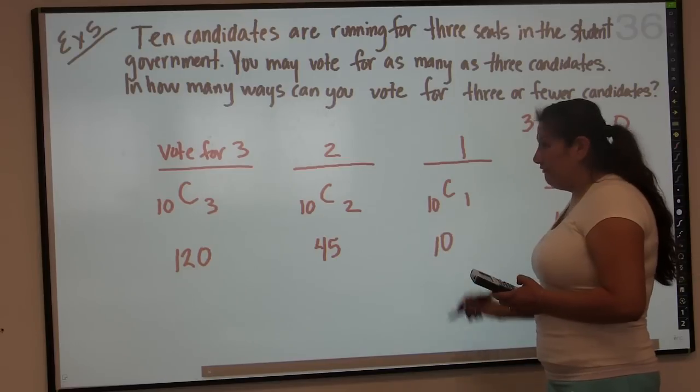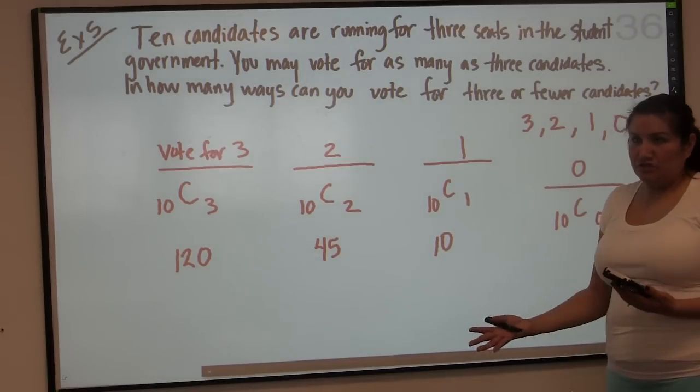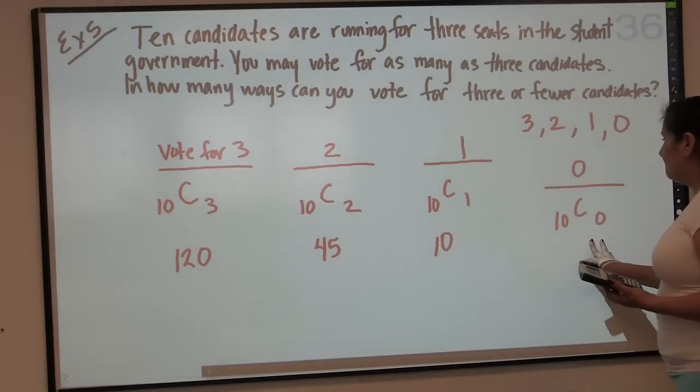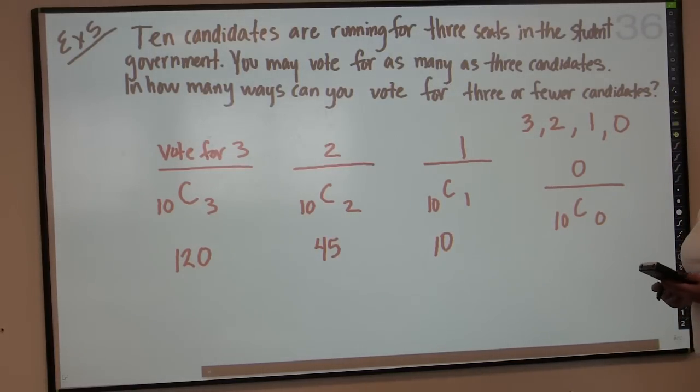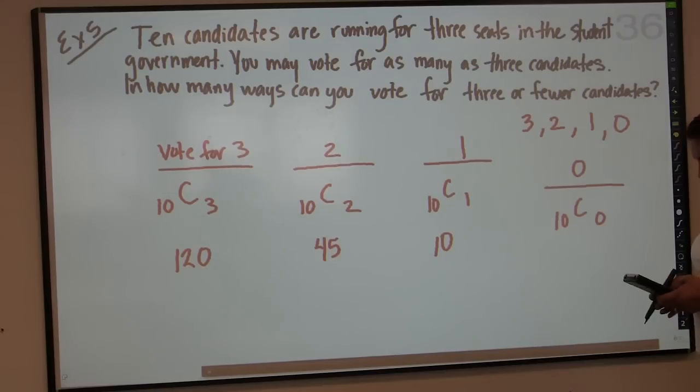You don't even need a calculator for this. But if you're only going to choose 1 person, how many ways can you do that? There's 1 thing to choose from, so 10. What about this guy? There's only 1 way to choose for no one, and that's to choose nobody. But again, if you put 10, choose 0, you will get 1.